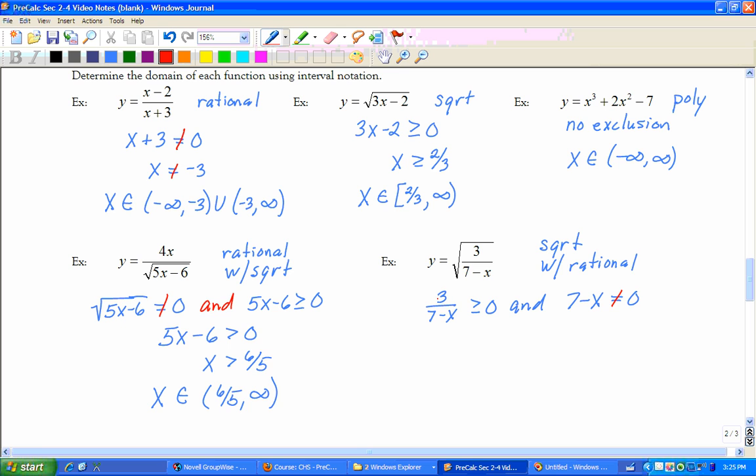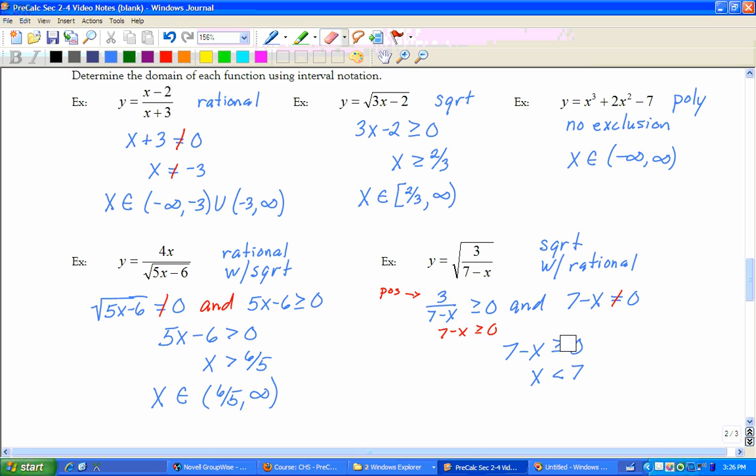Now, if you take a look at the rational expression, 3 is always going to be positive, so our numerator is always going to be positive. So really, the only thing we have to worry about is our denominator being positive or 0. So 7 minus x is greater than or equal to 0. So we're going to combine those together. This is very similar to the last one. And 7 minus x has to be greater than or equal to 0. And if we solve that, since we're subtracting 7 from both sides and then dividing by a negative, that's going to flip our inequality symbol. So our result is x is less than 7.